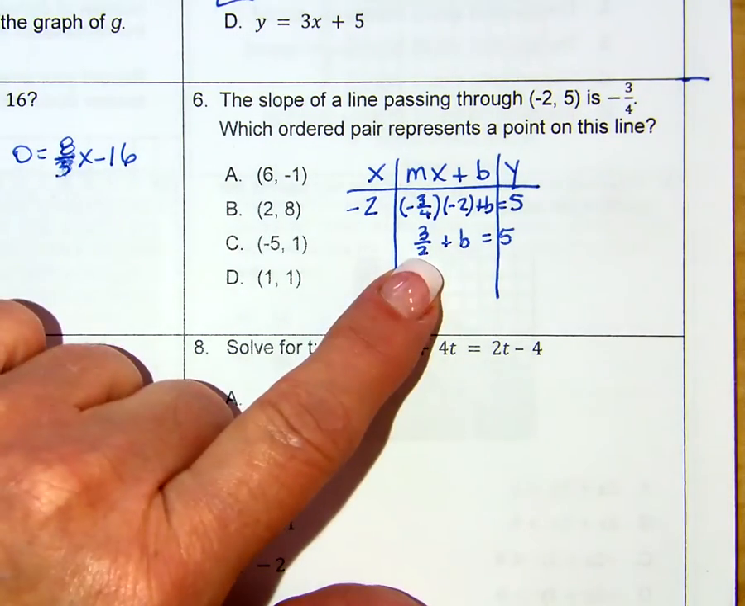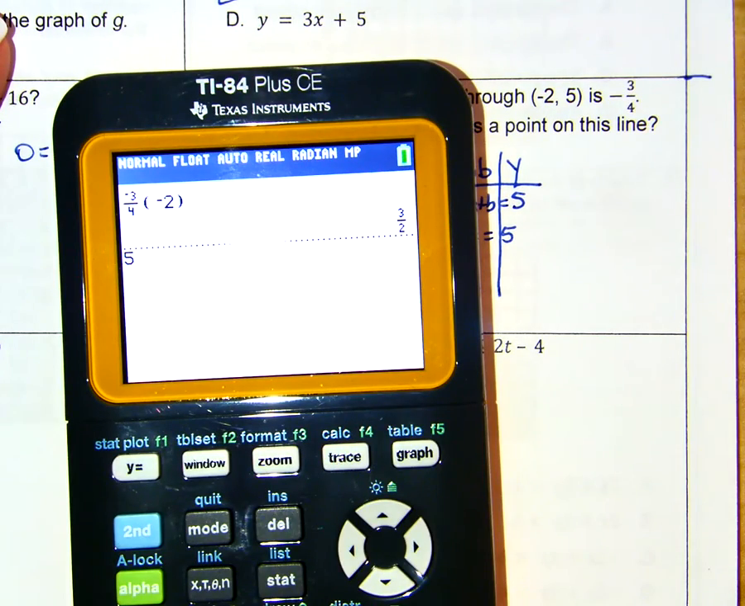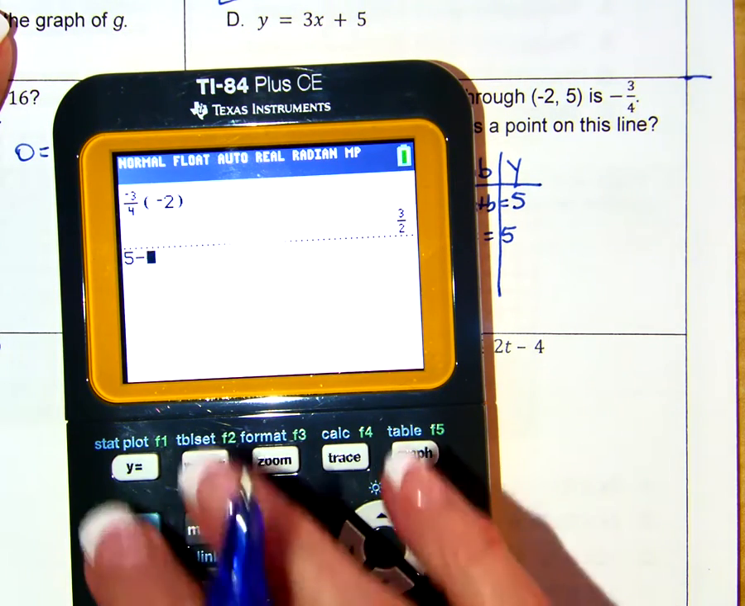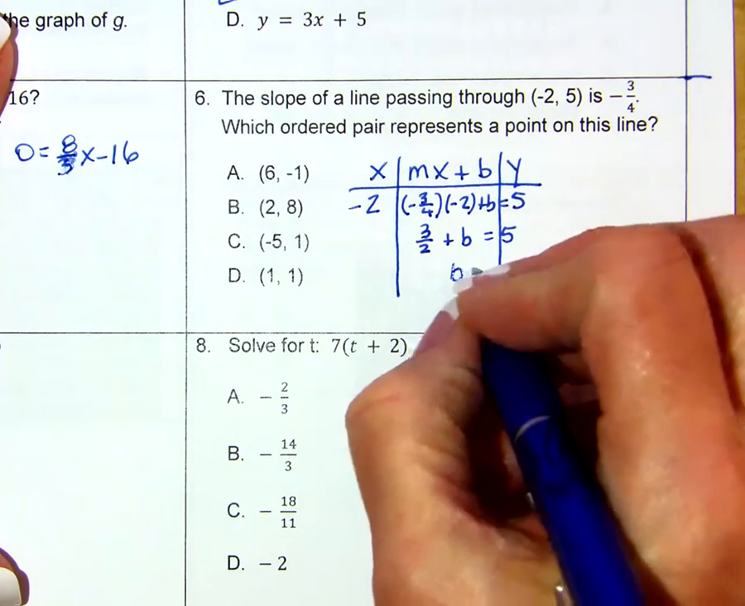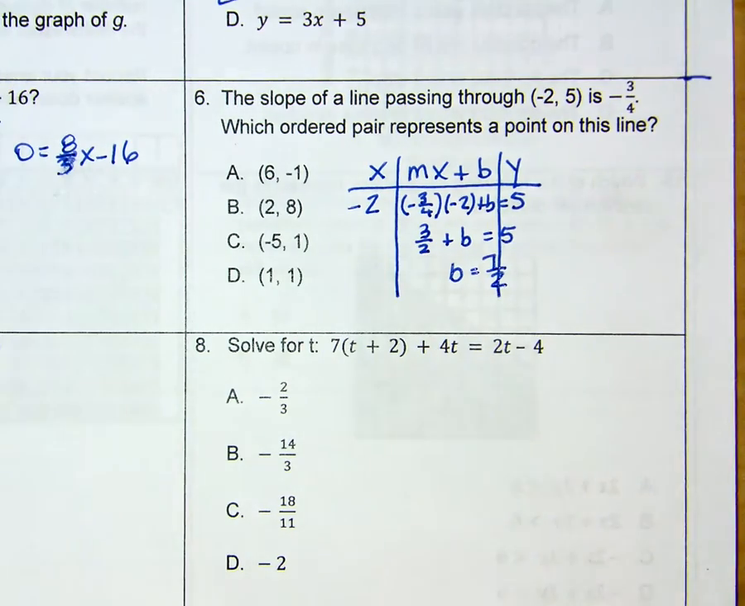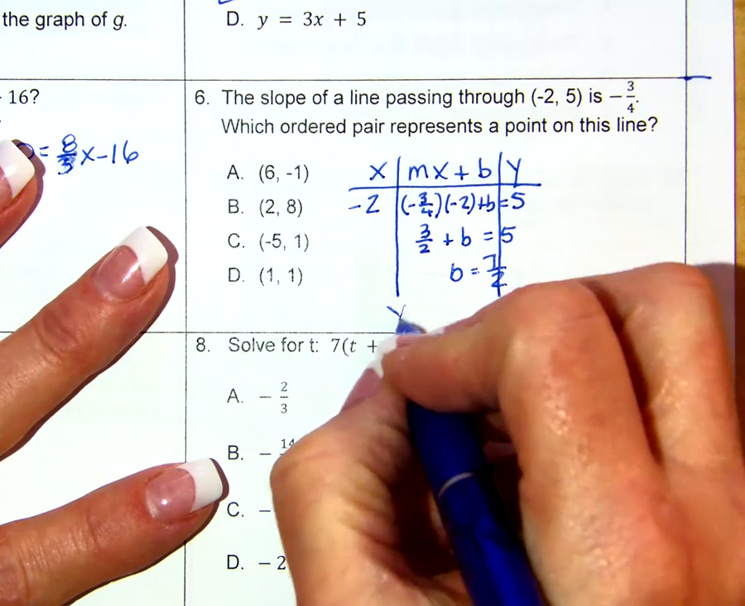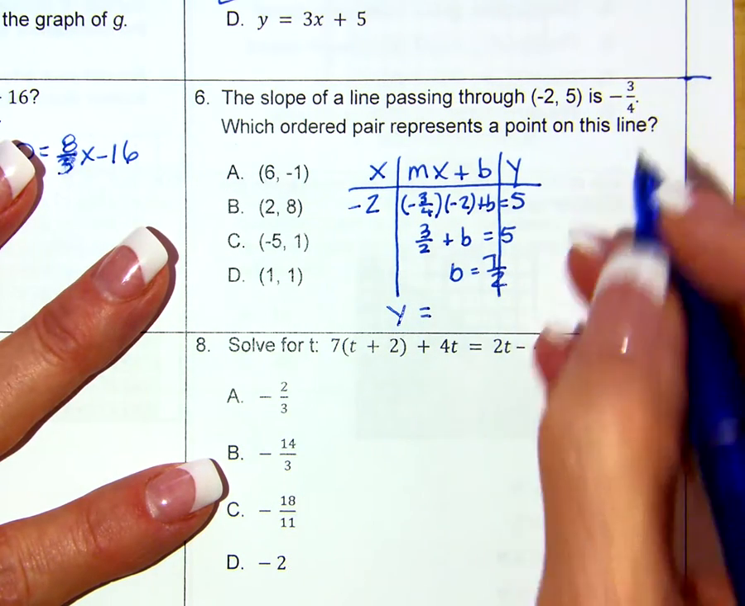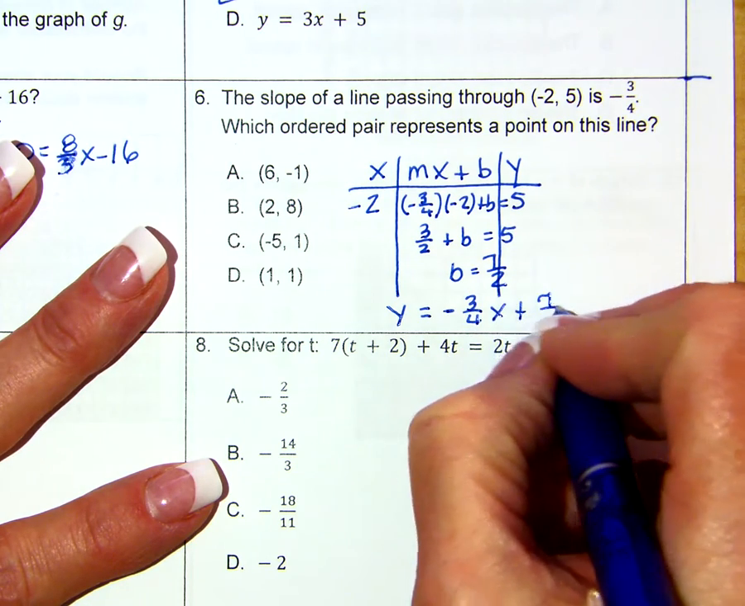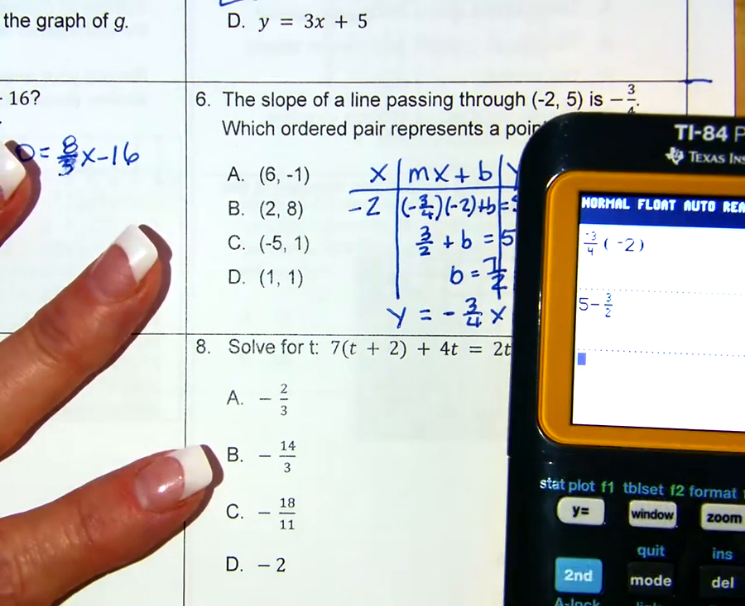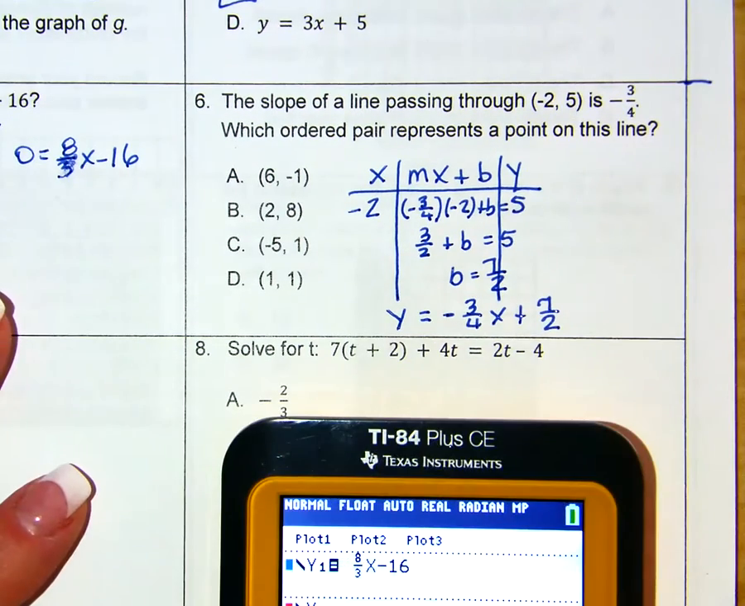So now I need to subtract 3/2 from both sides. So I'm going to say 5 minus 3/2. That gives me a b value of 7/2. So b, our y-intercept, is going to be 7/2. So that means we have y equals our slope of negative 3/4 x plus 7/2. So now we just go to y equals, clear that out.